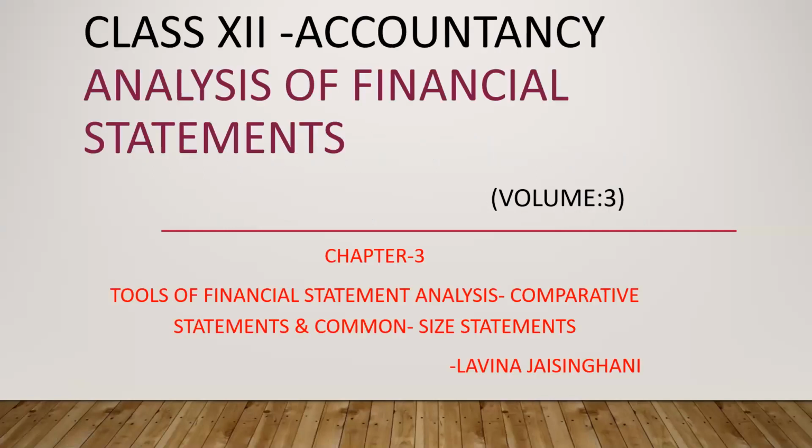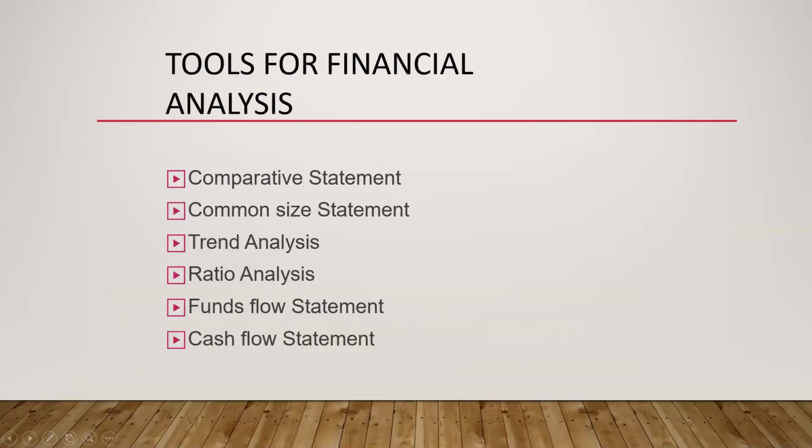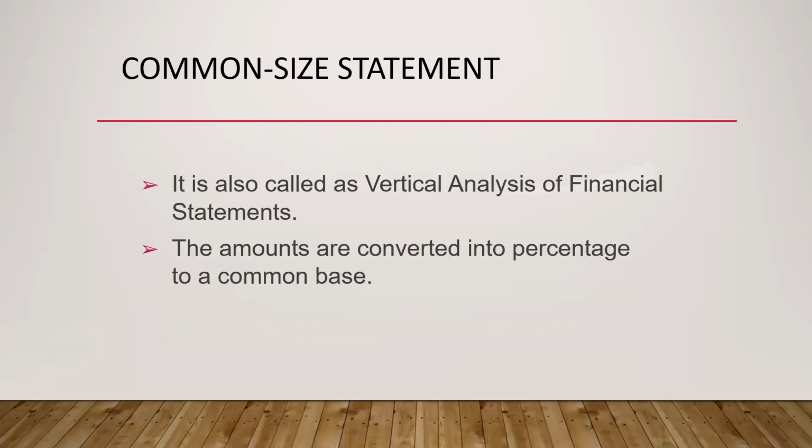We were on our chapter number 3 from volume 3, that is tools of financial statement analysis, and we have already completed one tool of it, that was comparative statement. Now we'll do another tool of it, that is common size statement. Common size statement is also known as vertical analysis. Why is it known as vertical analysis? Because it compares the data of one year as compared to a common base.